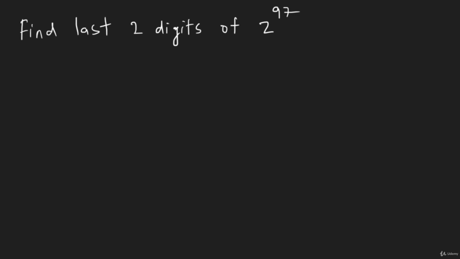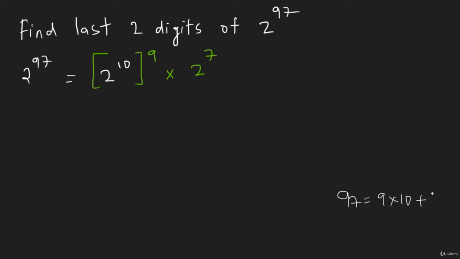So I have 2 to the power 97 over here, which I can write as 2 to the power 10 to the power 9 into 2 to the power 7. Why is that? Because 97 can be written as 9 into 10 plus 7.